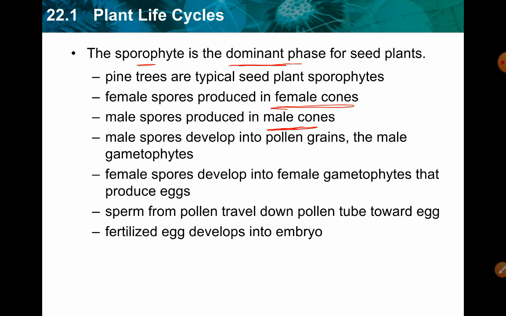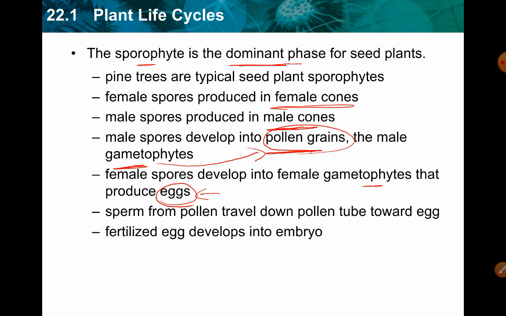Male spores develop into pollen grains. The male gametophyte in these types of plants is called pollen grains. I'm going to look at a picture explaining this. While the female spores develop into female gametophytes that at the end will produce eggs. So we have pollen grains, male gametes, and eggs, the female gametes.